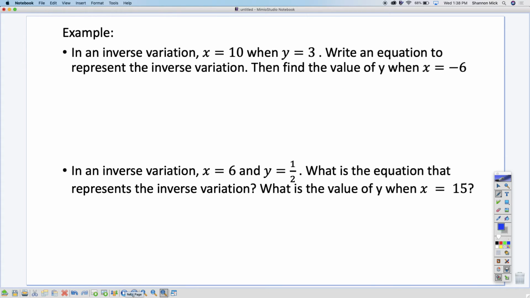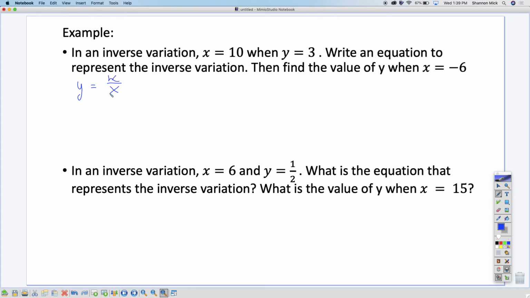Okay, an inverse variation, so it says it's inverse, so I already know the equation. What's the equation? Y equals K over X. Okay, so Y equals K over X. X is 10, Y is 3. Write an equation that represents the inverse variation.